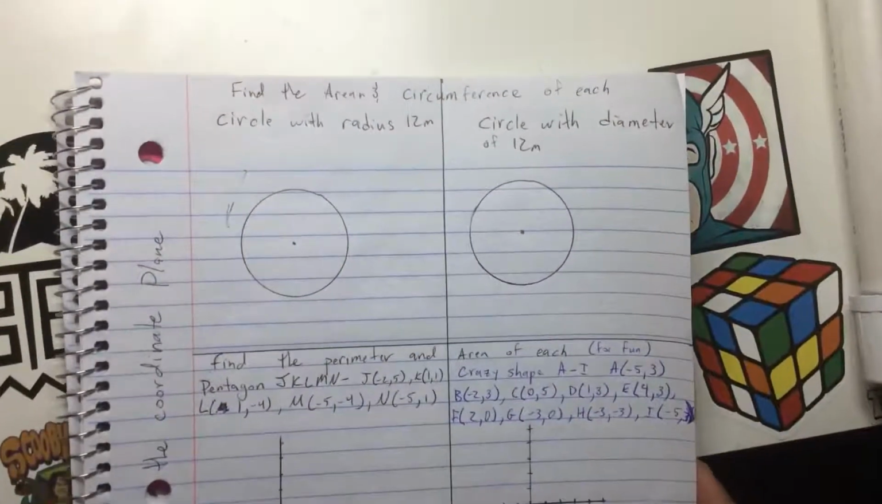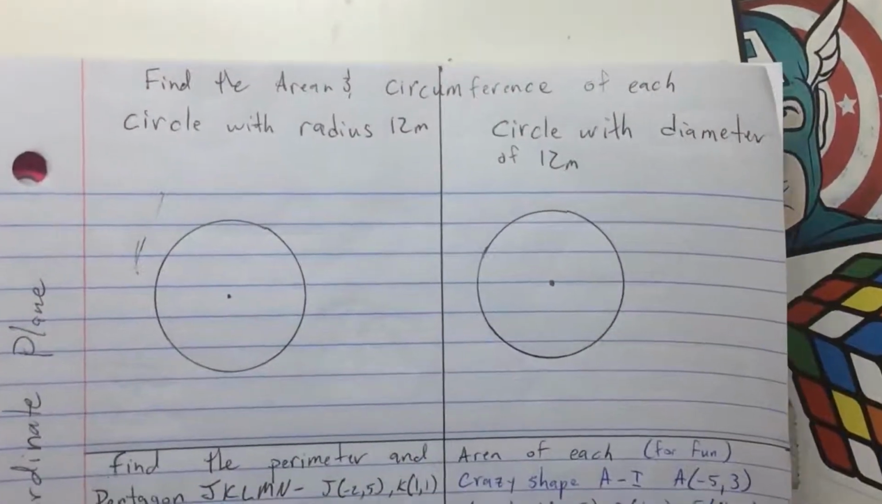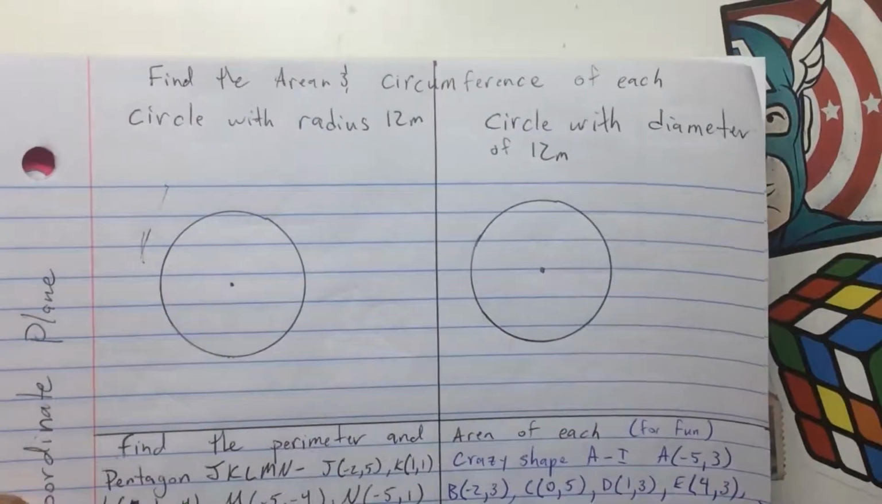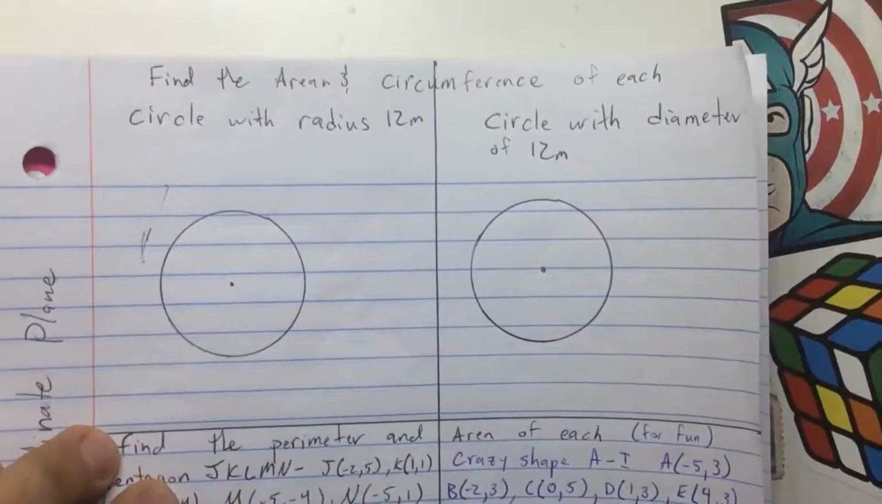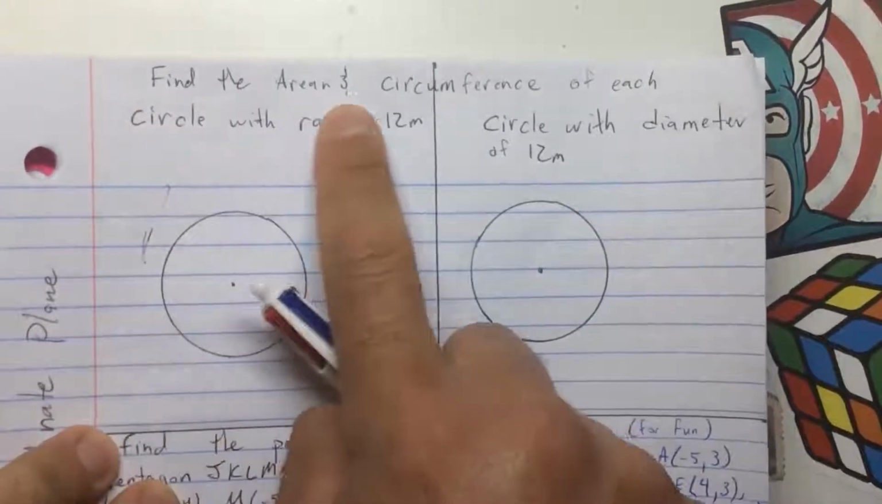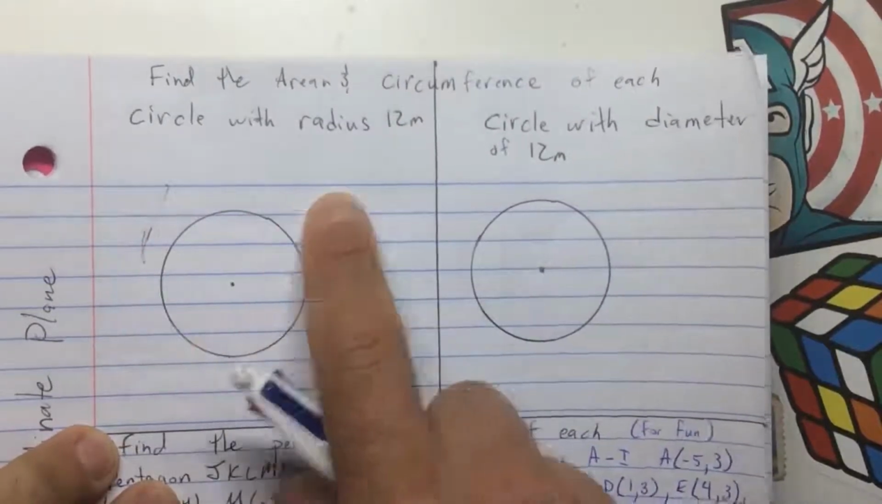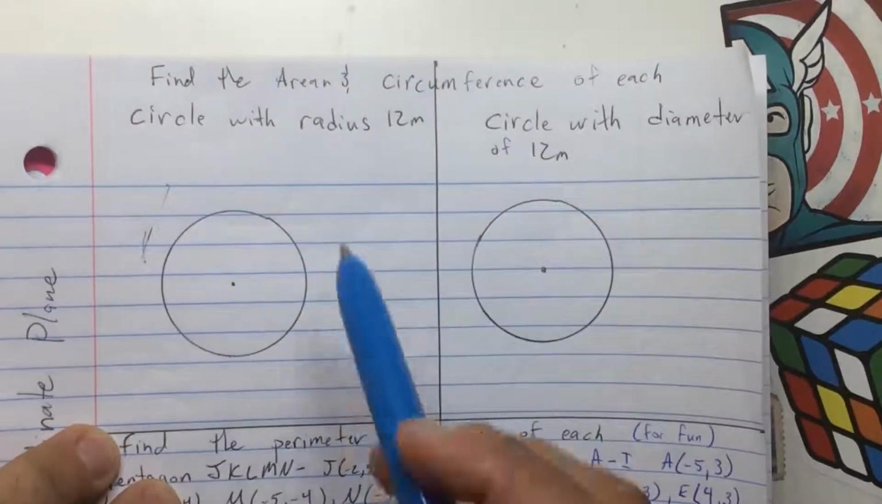The first two we're going to do here are actually not on a coordinate plane, but I needed to use them because we are going to be doing some crazy ones later on. So the first one says find the area and circumference of each. Notice that it doesn't say perimeter, because the perimeter of a circle is the circumference.